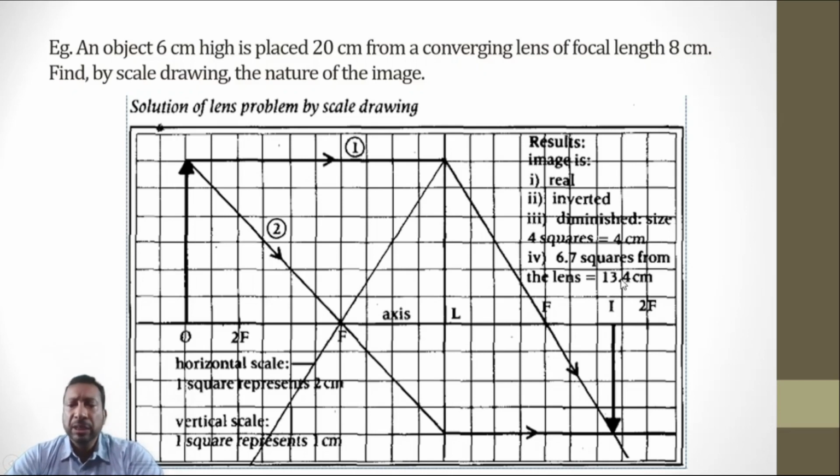I have that my image distance is 13.4 centimeters and my object distance is 20 centimeters. Using those, I can calculate the magnification. I could also calculate the magnification by using the image height and the object height. Since the image height is exactly 4 and the object height is exactly 6, then V over U, 4 over 6, gives me 2/3, or as a decimal, 0.67 to 2 decimal places.